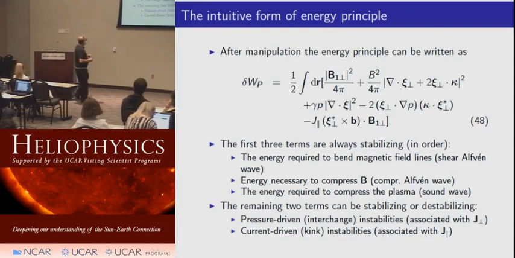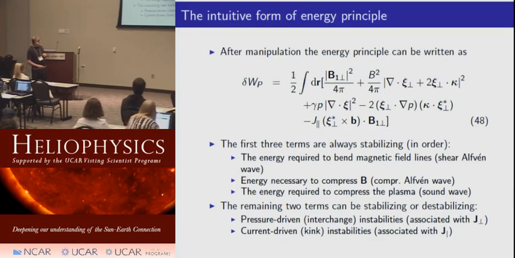And so the first three terms are always stabilizing: the energy required to bend magnetic field lines, the energy necessary to compress B, and the energy required to compress the plasma. The remaining two terms can be stabilizing or destabilizing. And there's a nomenclature. Pressure-driven instabilities are referred to as interchange or ballooning instabilities. I'll get to the word ballooning in just a moment and explain what a ballooning instability is. It too is very much like an interchange mode, but a slight variant. And then there is the current-driven type, which is associated with J parallel.